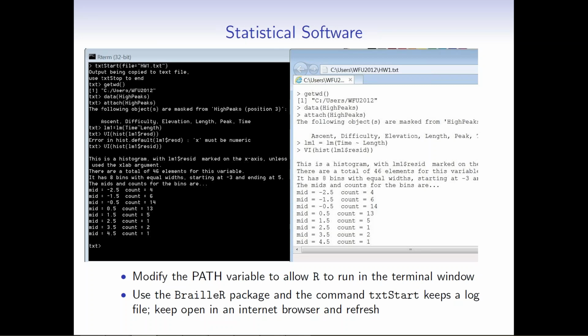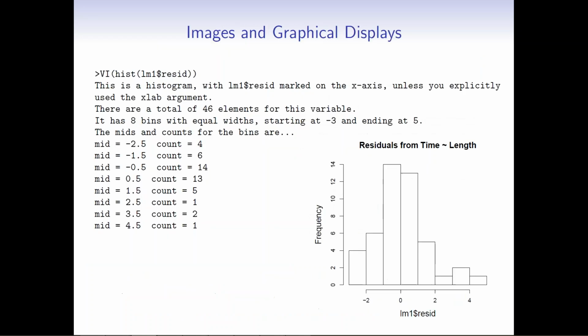The other command, which is incredibly useful in the BrailleR package, is a function called VI. This is a wrapper function. You run R functions within VI. And what VI essentially does is if there is a straightforward way of conveying all of the information in text that would be accessible to a blind user, the function VI will produce that.